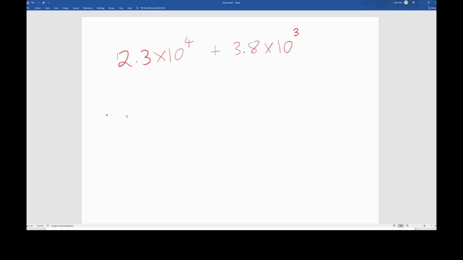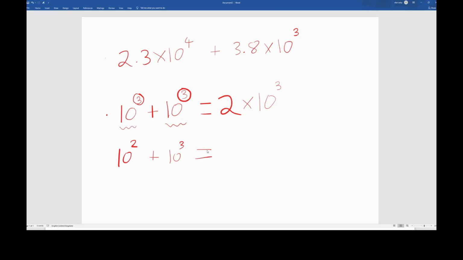But before we do that, imagine that you've got 10 to the 3 plus 10 to the 3. If I had 10 to the 3 plus 10 to the 3, what would that give me? Well, 10 to the 3 plus 10 to the 3 is just going to be 2 lots of 10 to the 3. So the point is, if you want to add up powers of 10, the actual power of 10 has to be the same. Because if I had 10 to the 2 plus 10 to the 3, you can't add them up yet. You wouldn't get 2 times 10 to the 3. You need to make the powers of 10 the same. So we'll do that to do this question.